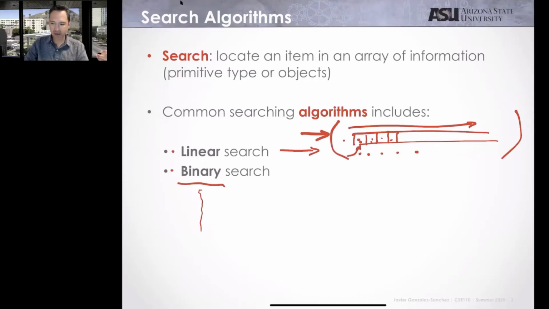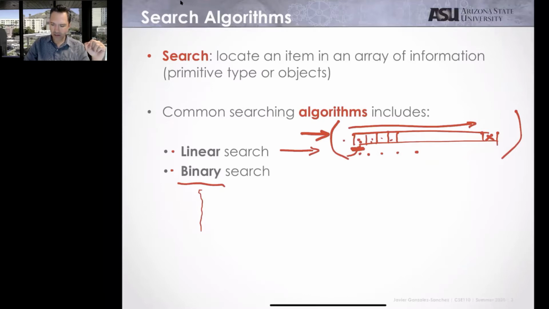Another option, because this one can be very, very slow, right? I mean, what happens if the thing that you are searching for is at the end or something like that? Can take a lot of time. The second option is binary search.